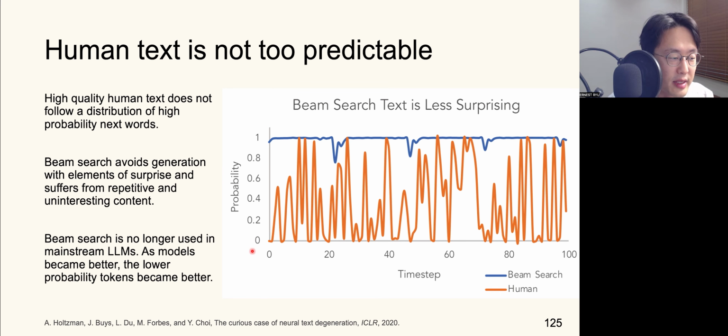Here is a plot taken from the paper Holtzman et al. published in 2020. The blue line measures the probabilities of the next token when the text is generated with beam search. And by design, text generated with beam search selects high probability words. But if you have a human write text, and if you measure the probability of the next tokens, the human text actually has a huge variation of likely and unlikely tokens being generated for the next token. So beam search avoids generations with any elements of surprise, and the result is text that suffers from repetitive and uninteresting content.